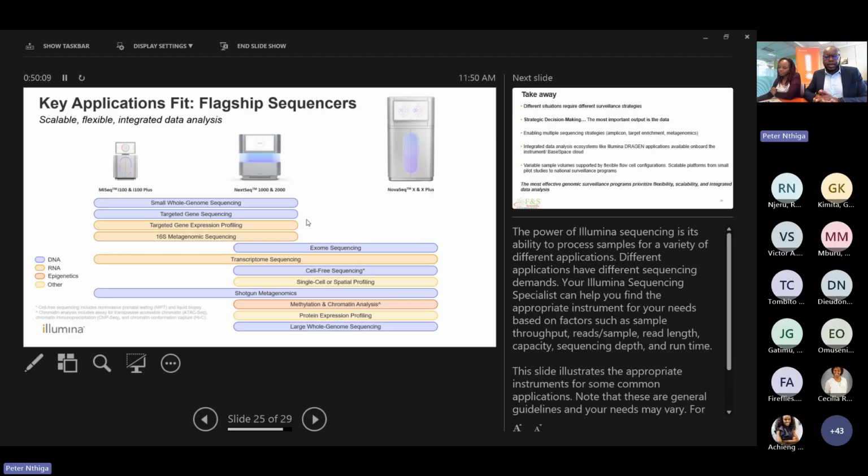This quickly highlights the three key flagship sequencers that we have from Illumina, from a scalability and flexibility point of view, and depending on what exactly you are looking for. We have the MiSeq i100, which comes in 2 versions. We have the NextSeq 1000 and 2000, which again come in 2 different versions, addressing scalability and throughput. And also we have the NovaSeq X, especially if you're looking at production-scale sequencing.